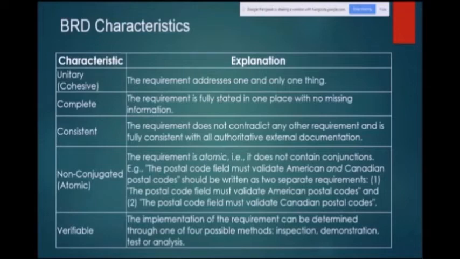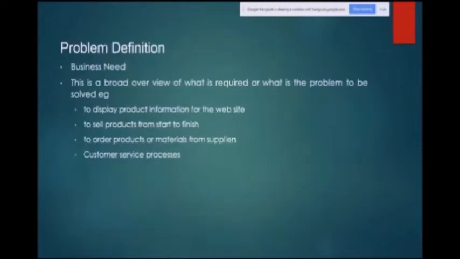One requirement, one description. Then verifiable. The implementation of the requirement can be determined through one of four possible methods: inspection, demonstration, test, or analysis. This should be verifiable by any of these methods. So these are the overall characteristics of the BRD, which I have discussed, along with the template and the BRD which we are going to write.